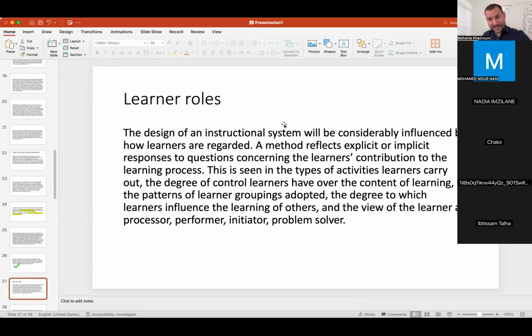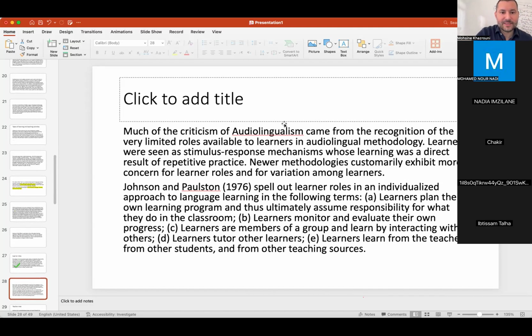But nowadays, we tend to give more importance to learners. They should initiate. They should be engaged in the learning process. How can we do that? Let me hear from you. How can we engage learners in the learning process? Which method gives more attention, focus to the learner? So we have the role of the learner and the role of the teacher. What do you think about that, based on this slide?